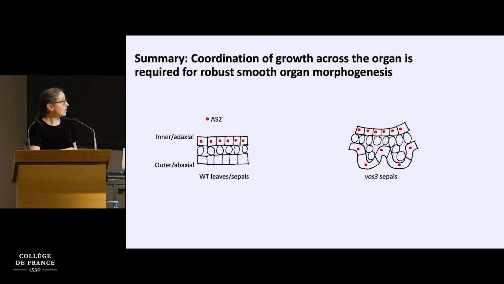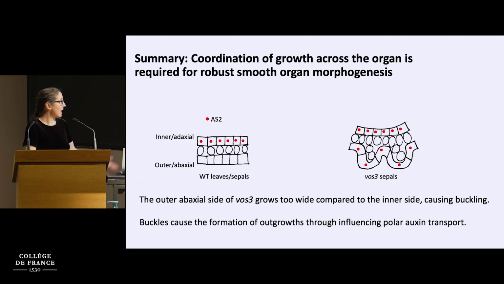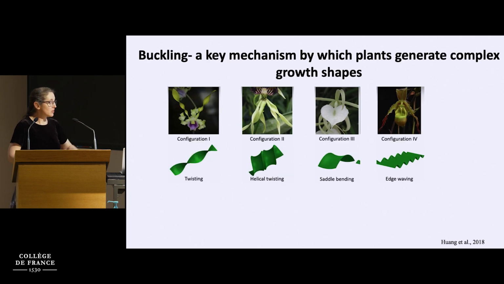Okay, so what we see is that the outer or abaxial side of AS2 is growing too wide, causing buckling, and then the buckles cause the formation of outgrowths influencing polar auxin transport. And I just want to reflect for a second here, buckling is actually a very key mechanism in generating shape, and a lot of times the organism is orchestrating buckling to happen, right? It's trying to make buckles.